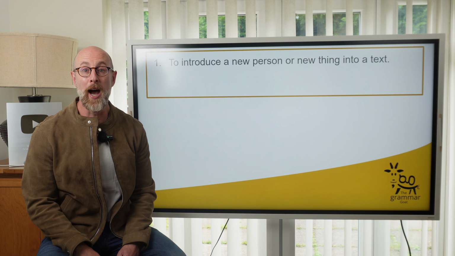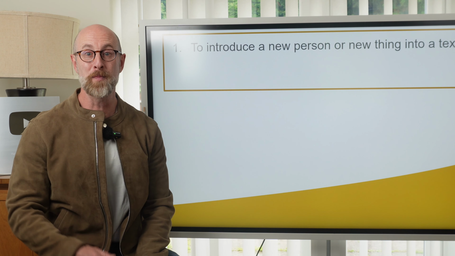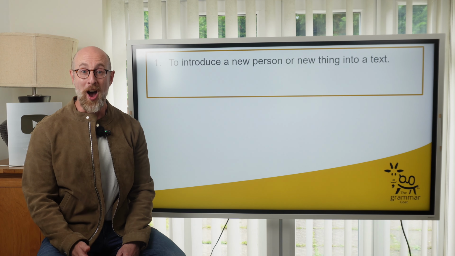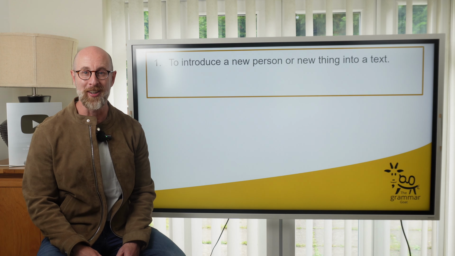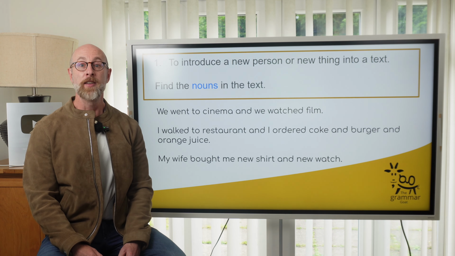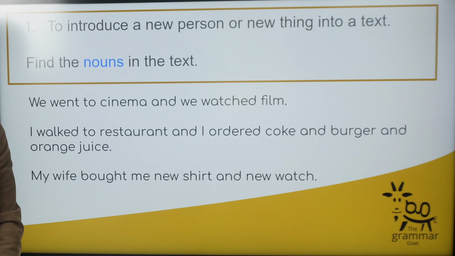It's time to put our rules into practice. I'm going to give you some practice. So, rule number one, we use a or an to introduce a new person or a new thing into a text. Take a look at this text. Firstly, I want you to find all of the nouns. I'll give you 20 seconds. Where are the nouns?